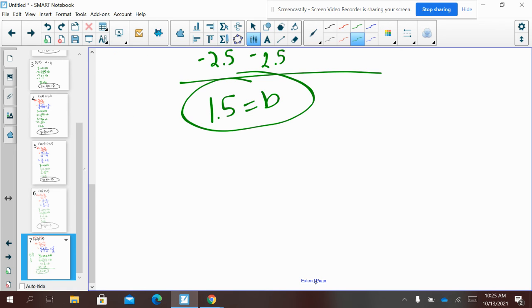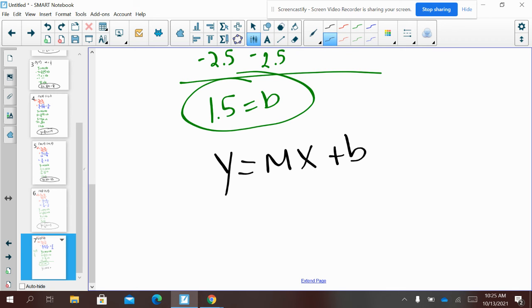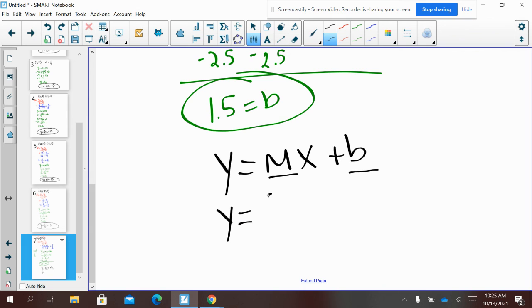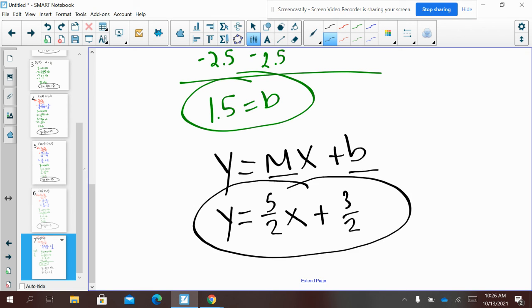I'm not done yet. To write it in slope-intercept form, again, y equals mx plus b. I'm going to substitute the slope in for m and the y-intercept in for b, keeping the y and the x. So y is equal to 5 over 2 x plus 1.5 or 3 over 2. They're both equivalent. Voila.